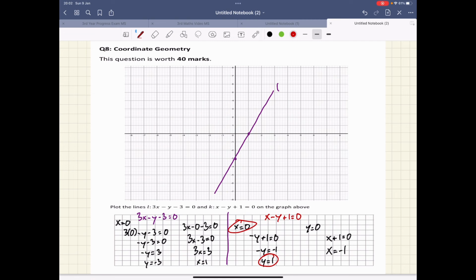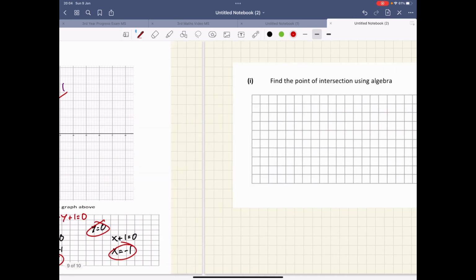So 0 on the x-axis, 1 on the y-axis. And when y is 0, x is equal to minus 1, which is there. And when you draw the line connecting the two together, you can't see it, but I have a ruler here, which is this. And we can see there is some point of intersection around here, okay? But we'll have to verify that algebraically in this question.